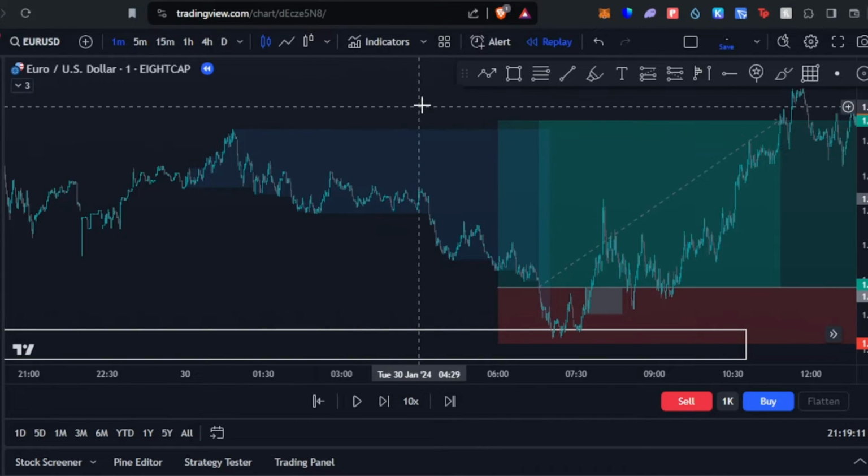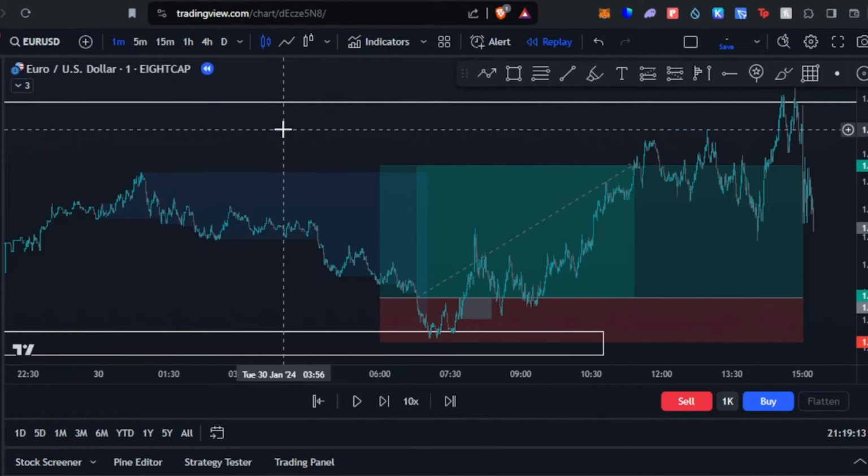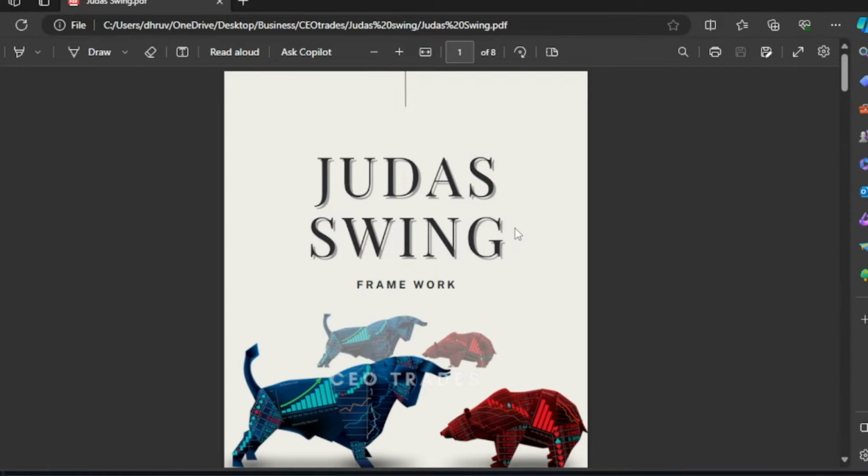So let's jump straight into it, and the first thing that we actually have to do is refer to our Judas swing framework. Now again, if you guys haven't done so already, please don't forget to go down in the description and download this framework for completely free.